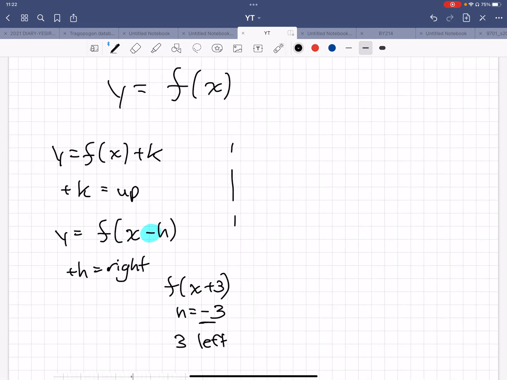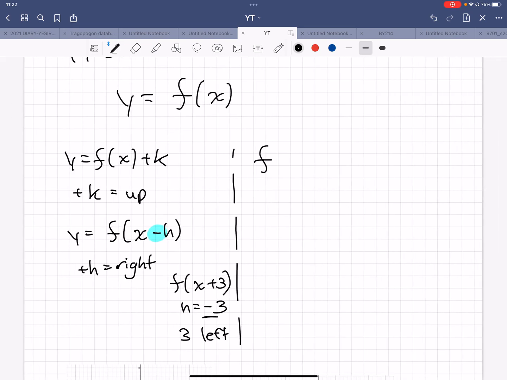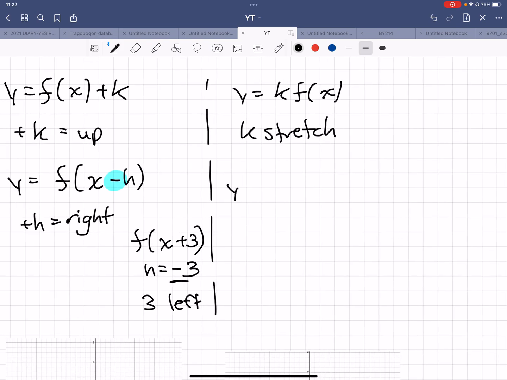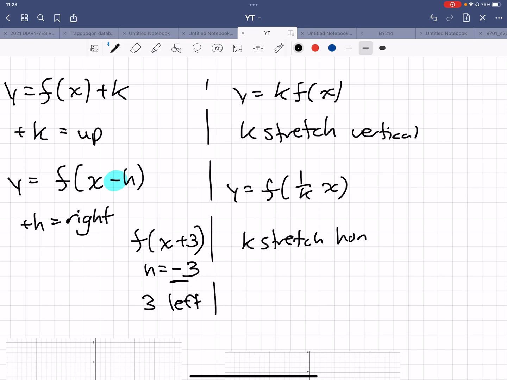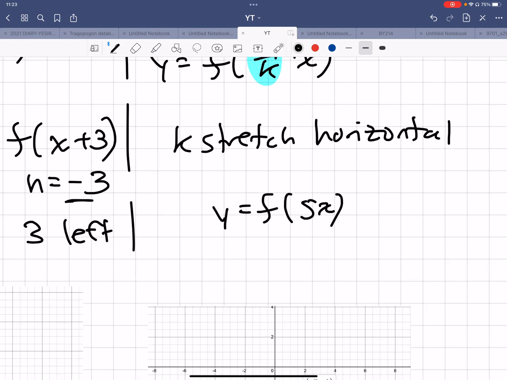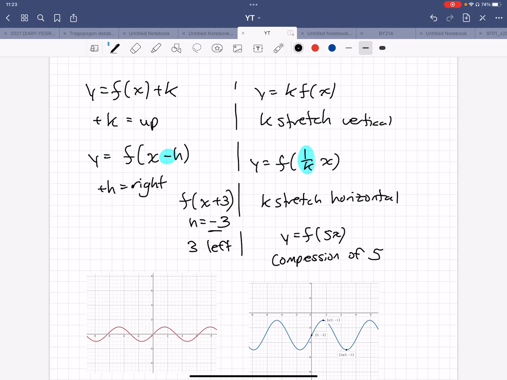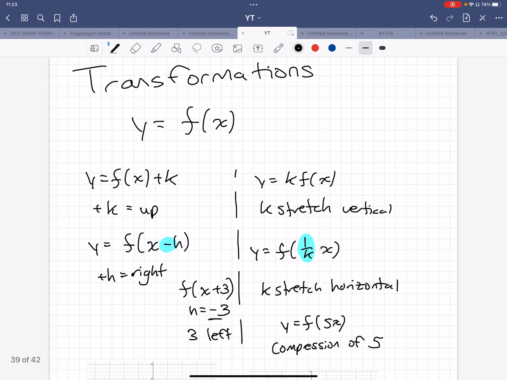So that's translations. Whereas for dilations, we can have y equals k f of x. So this would be a k stretch. And then y equals f of 1 over k x. This would be a k stretch in the horizontal, whereas the other one is in the vertical. So notice how, once again, there's a 1 over k here. If we had y equals f of 5x, this would be a compression of a factor of 5. So notice how the x's are always flipped. Make sure to watch out for that because they will try to trick you on that.